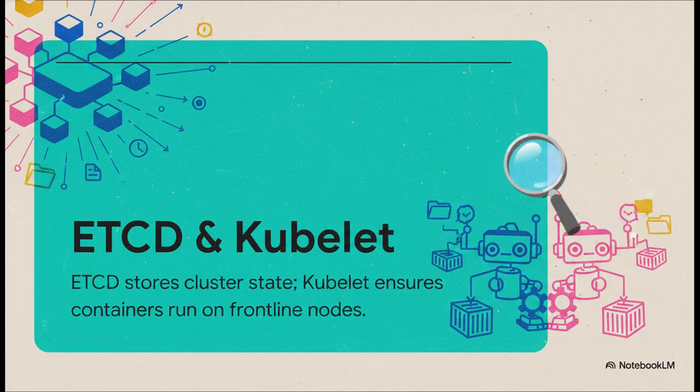Rounding out the control plane team, we have etcd. This is a highly available key value store, and it acts as the infallible corporate record keeper. It holds the absolute truth of the cluster state.